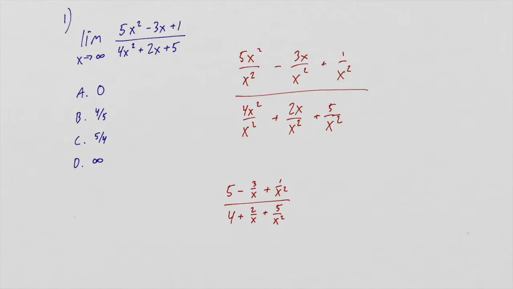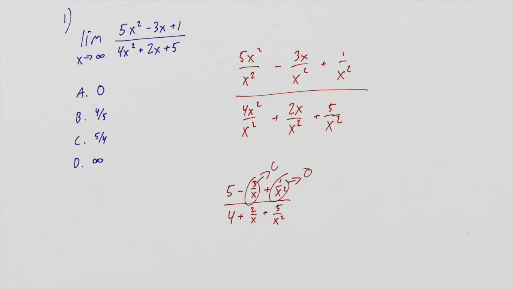Now, if we look at this, we're looking at as x approaches infinity here. So as x gets larger and larger, this thing here gets smaller and smaller. If x is 10, we have 1 over 100. If x is a million, we have 1 over a trillion. That goes to nothing. So this here goes to 0.